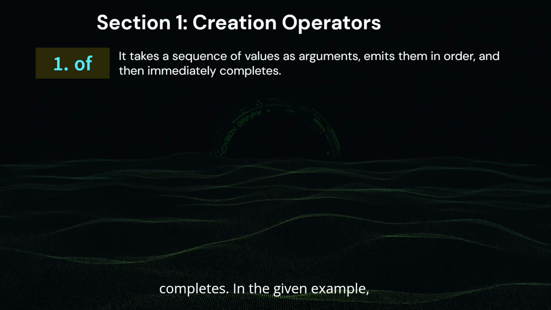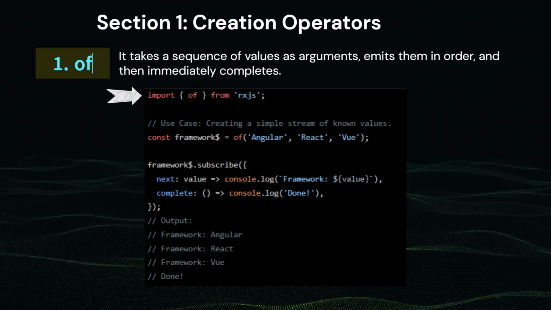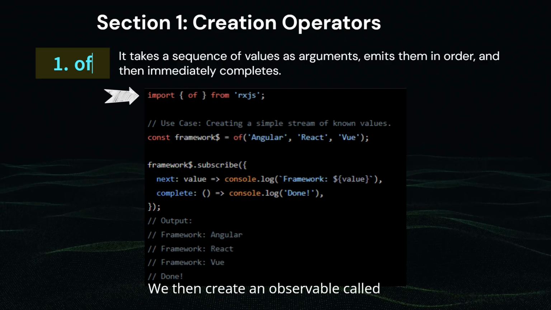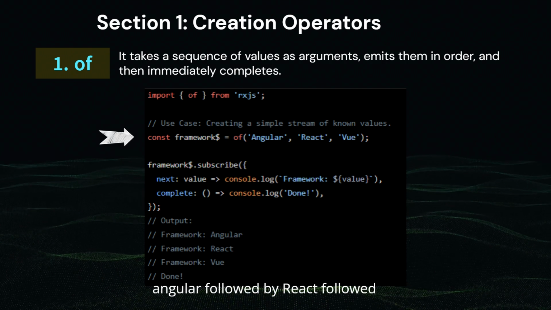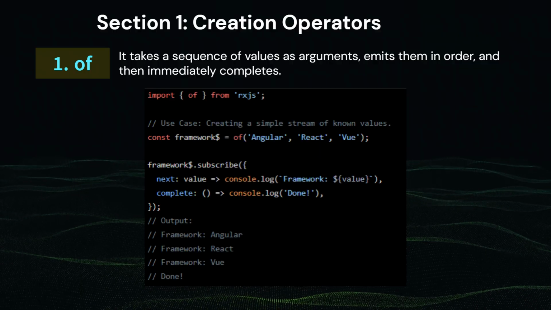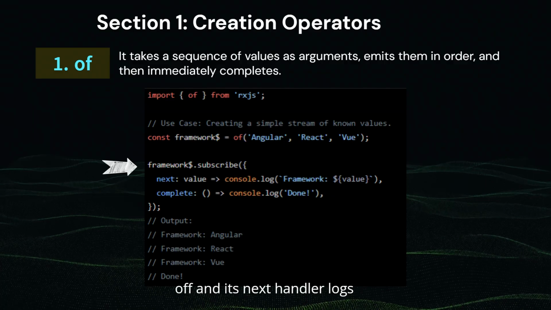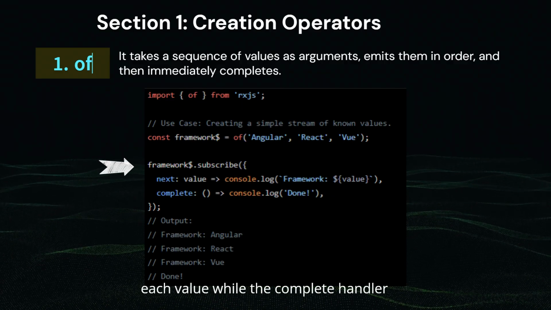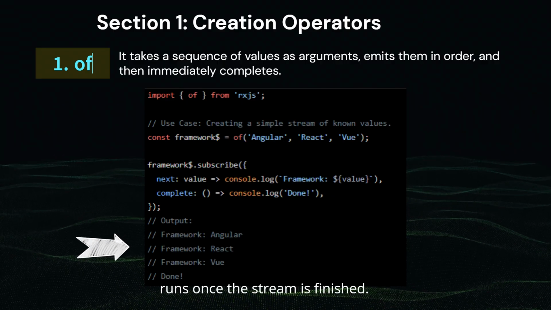In the given example, we import of from RxJS. We then create an observable called framework that will emit the string Angular, followed by React, followed by Vue, and then it will complete. The .subscribe method kicks everything off, and its next handler logs each value, while the complete handler runs once the stream is finished.